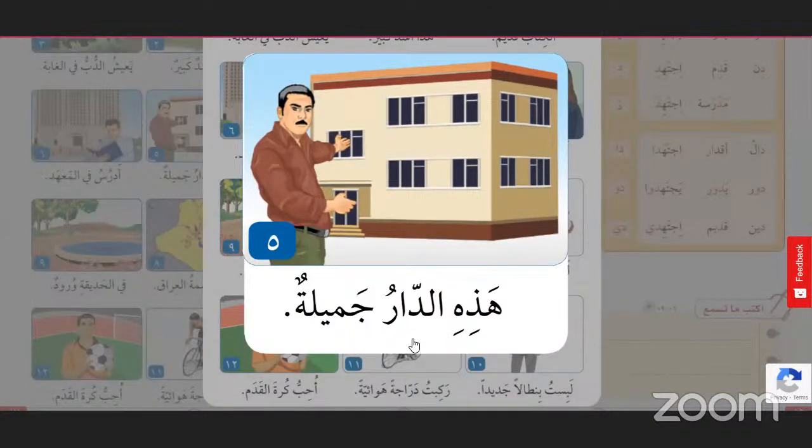Yes, sir. Hadhihi ad-dar jamila. This house is beautiful. Can you tell me something? Nobody else answers. Why have we written hadhihi over here? Why have we written jamila?